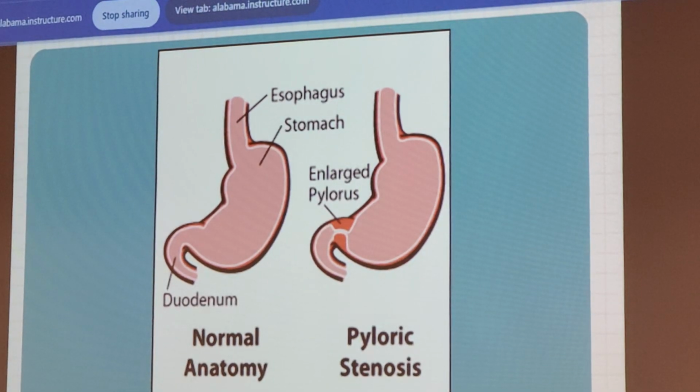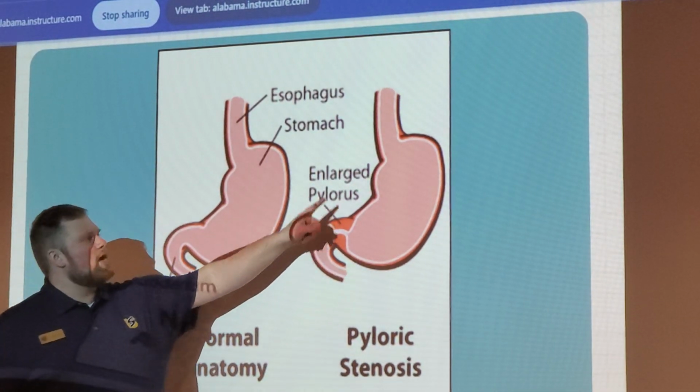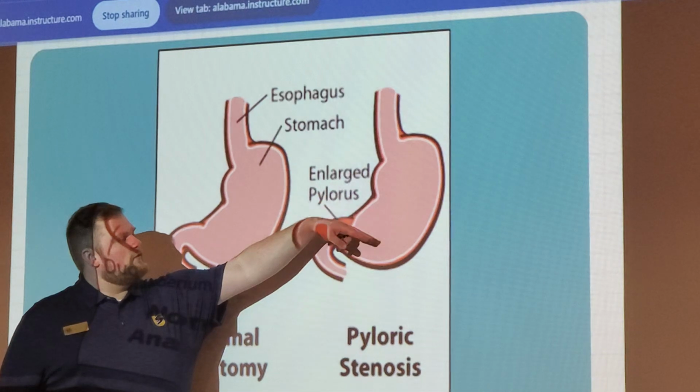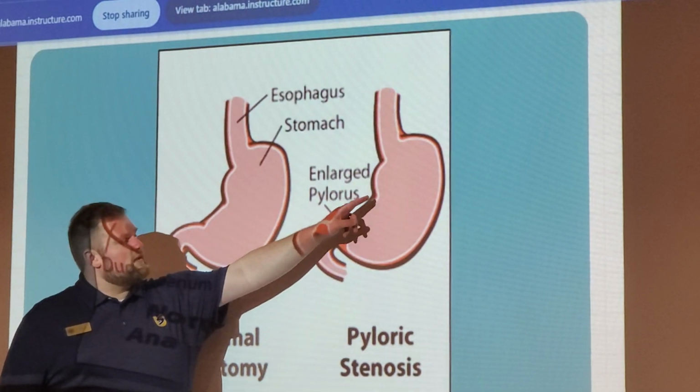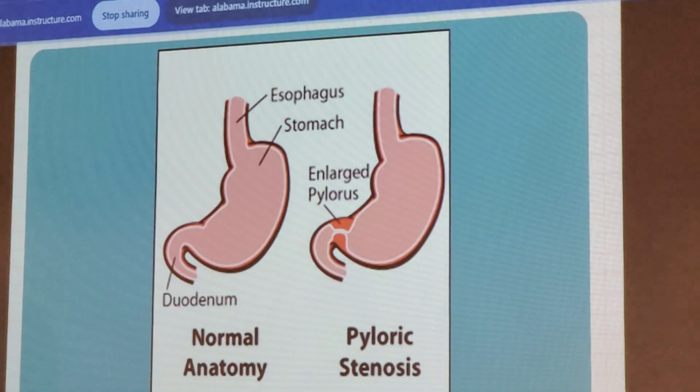Just another picture. We have that normal anatomy, and then again, that pyloric sphincter is strictured, not allowing the food or formula, whatever we take in, to travel further down. And that's what's occurring in pyloric stenosis.